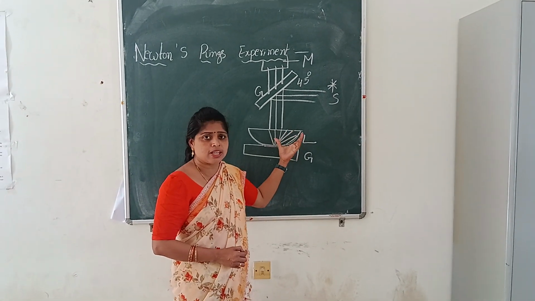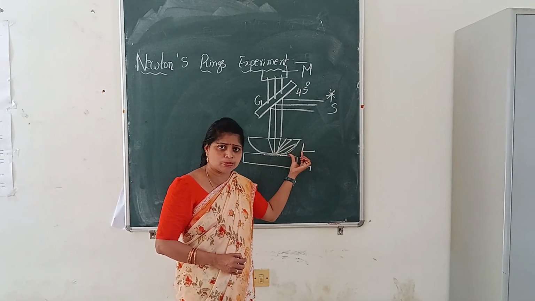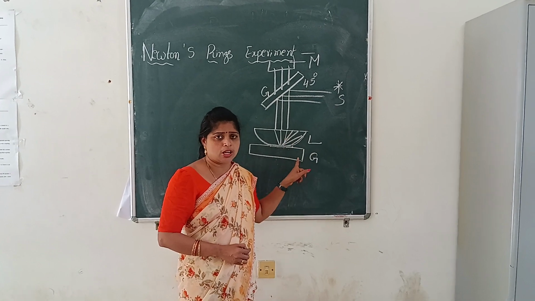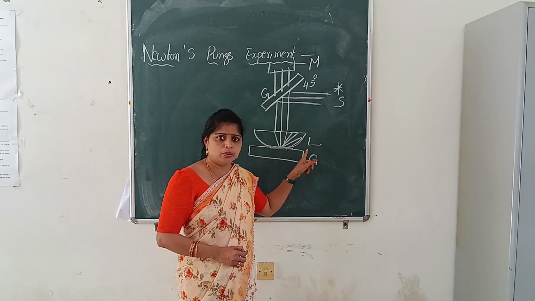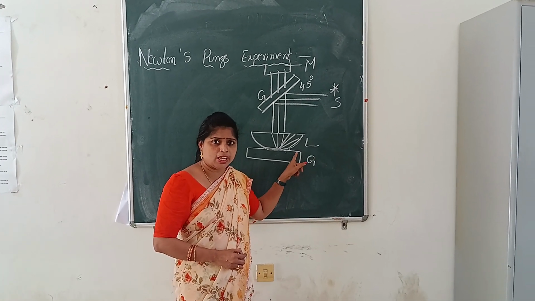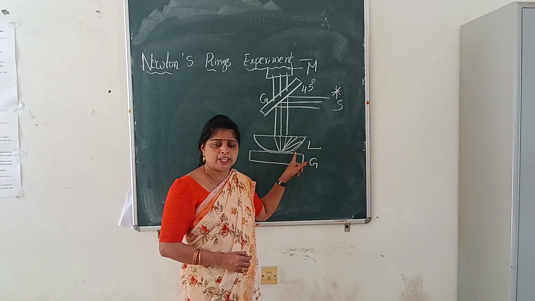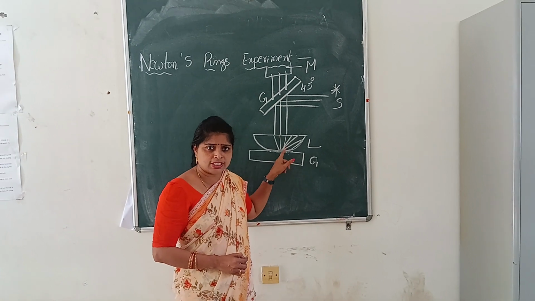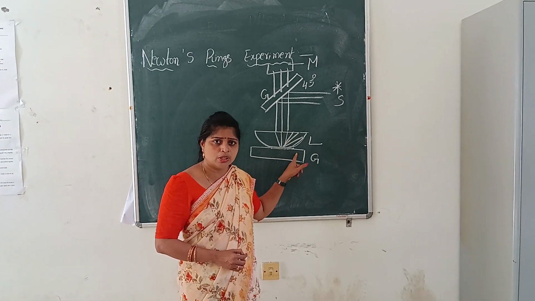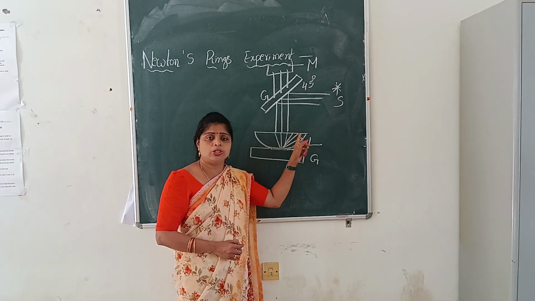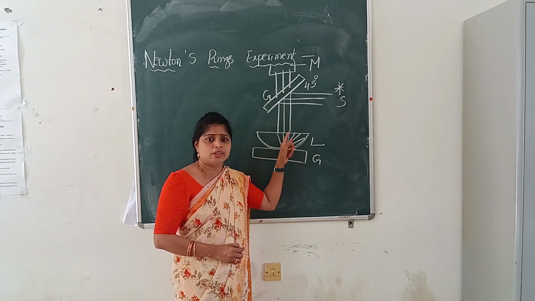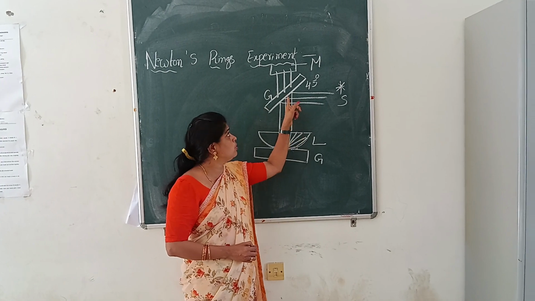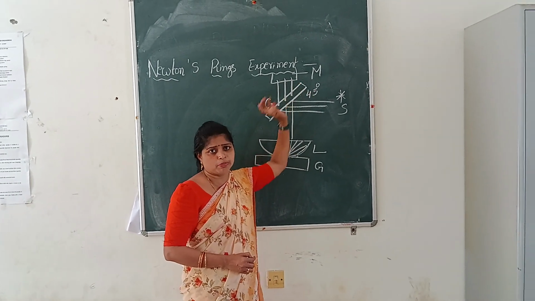Like this, a number of reflected rays and transmitted rays are generated between the lens and the glass plate. According to the superposition concept, any two reflected rays or any two transmitted rays are generated, and based on the interference concept, these reflected and transmitted rays superimpose on each other and produce circular bright and dark fringes. These circular bright and dark fringes can be viewed through the traveling microscope M.